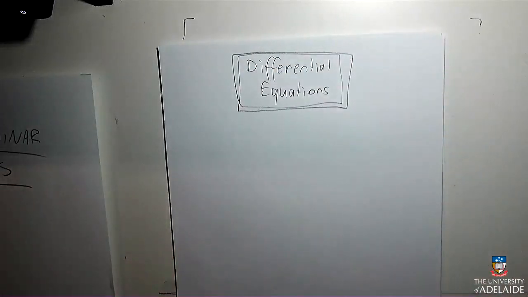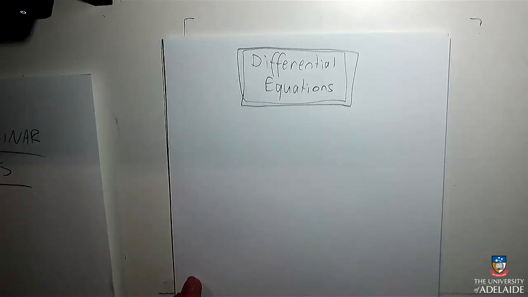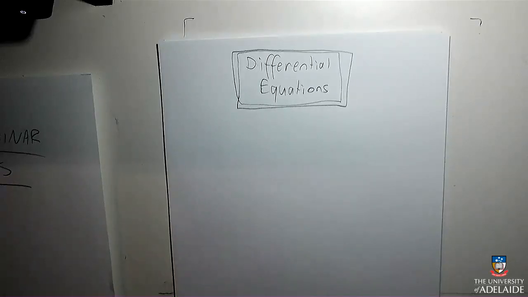Okay, so let's see, let me think about this. The idea of a differential equation is that it may be that the only information you have about a function is about its derivative and not about the function itself. And what you would like to do is figure out what the function is. And this happens more than you would think.